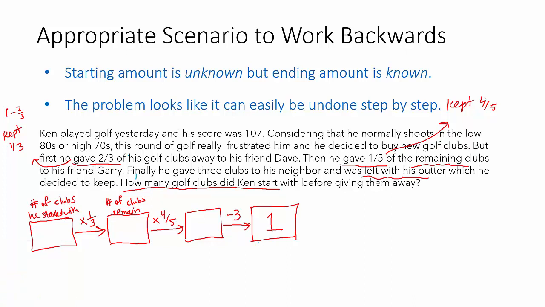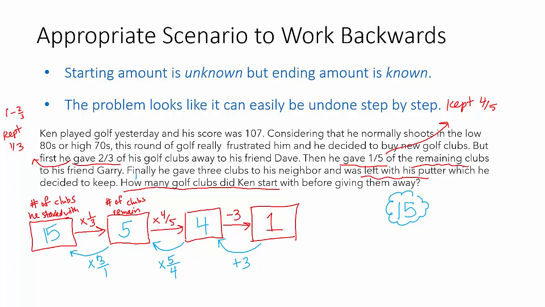So here we go with inverse operations. I'm going to undo subtracting 3 by adding 3. That brings us to 4. I'm going to undo multiplying with multiplying by the reciprocal, right? That's actually how you divide fractions anyway, by the way. We're just kind of skipping to that part. So I have to take 4 and multiply by 5/4. So that means the 4's cancel, and I'm left with 5. One more thing to undo. We're going to undo multiplying with multiplying by the reciprocal. So 5 times 3 is 15. So how many clubs did he start with? 15 golf clubs.